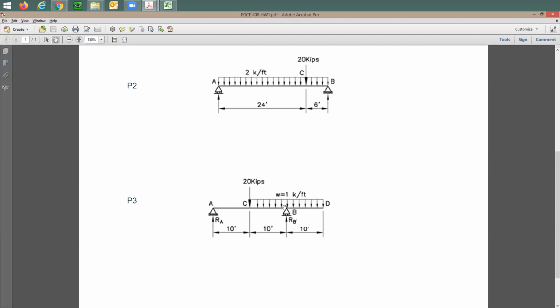The span here is going to be 20 feet, and then the cantilever length is 10 feet. This is the part that sticks out, right? Why do we call it a cantilever? Because it sticks out and has a back span. So this part here we call the back span, and this gives you the cantilever length.